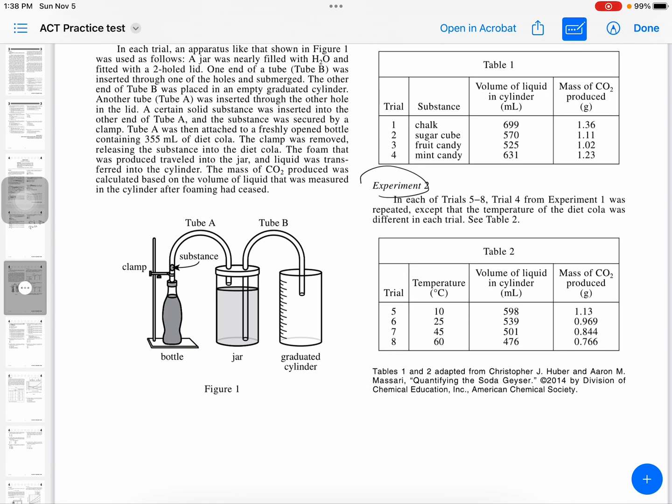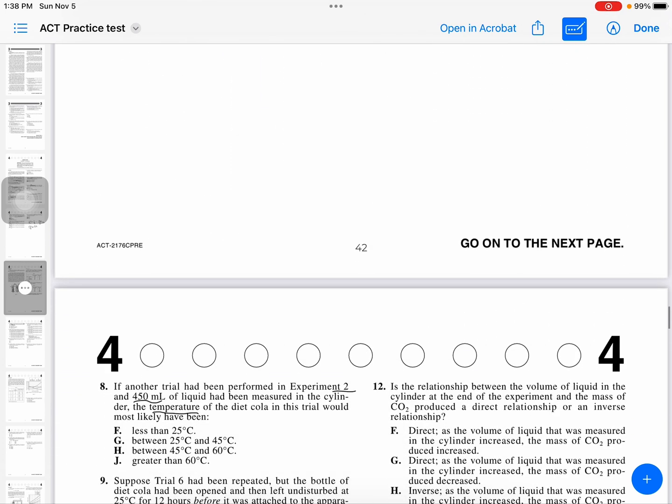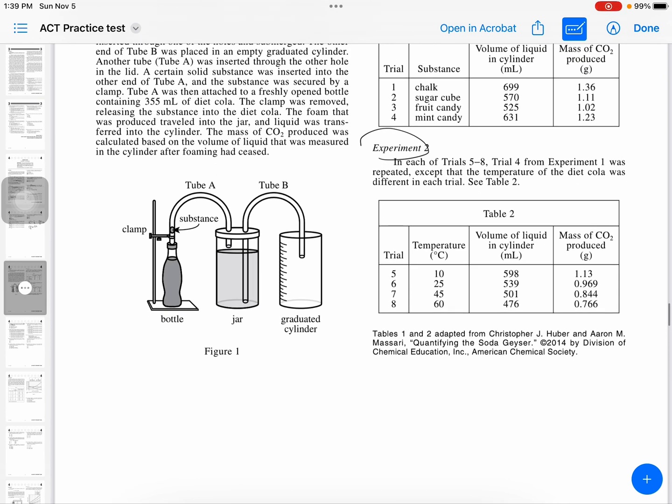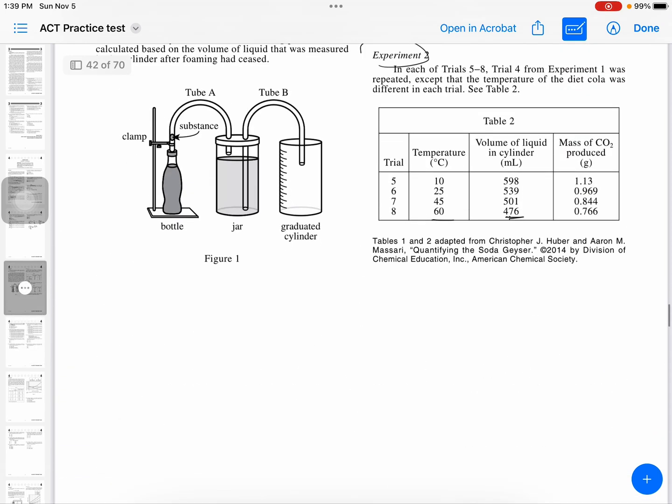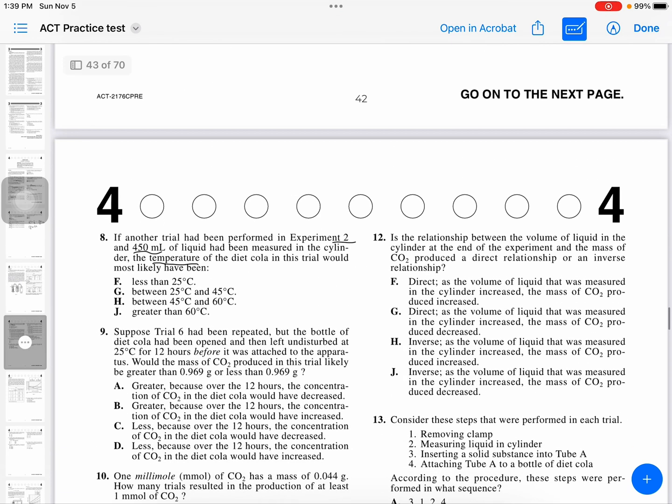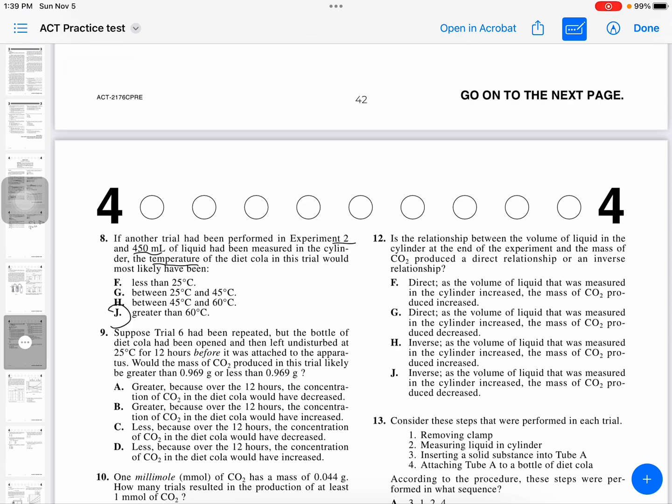All right, the temperature of the Diet Cola was different in each trial. Again, if we were to do it again, and 450 milliliters of liquid had been measured in the cylinder, the temperature of the Diet Cola in this trial would have been 450 milliliters. So it's going to be less than that, which means our temperature is going to be, so temperature is going up as the volume is going down, so we're going to be greater than 60.